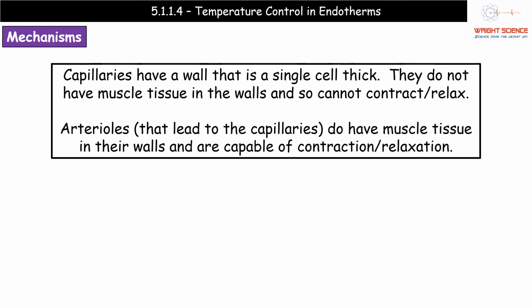We need to obviously make sure we use the word arterioles as opposed to capillaries, because capillaries have that specialisation of only a single cell thick wall. Now, if a wall is only a single cell thick, they do not have muscle tissue, and if they don't have muscle tissue, they have no ability to contract or relax. So clearly capillaries are incapable of vasodilation because they do not have a muscle to relax. Arterioles, however, do have muscle tissue in their walls and therefore can undergo this process of either contraction or relaxation, and therefore can undergo vasodilation.